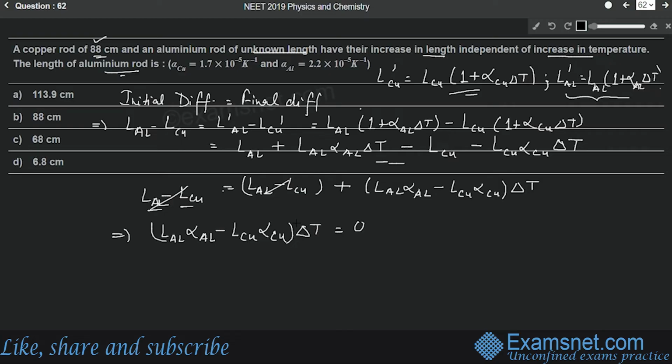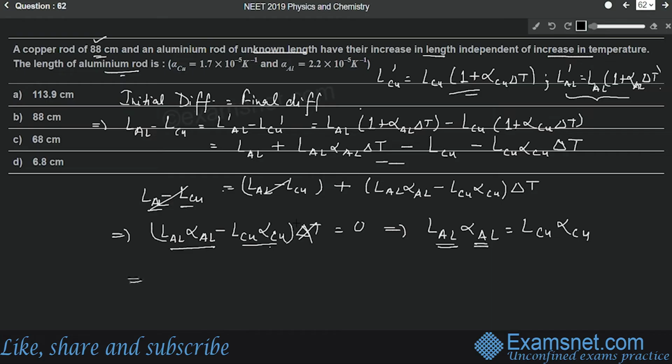Okay. Now it is given that the increase in length is independent of increase in temperature. So delta T has nothing to do here. Okay. So simply L aluminium alpha aluminium minus L copper alpha copper will be equal to 0. So we can write that L of aluminium alpha of aluminium will be equal to L of copper alpha of copper. Right.